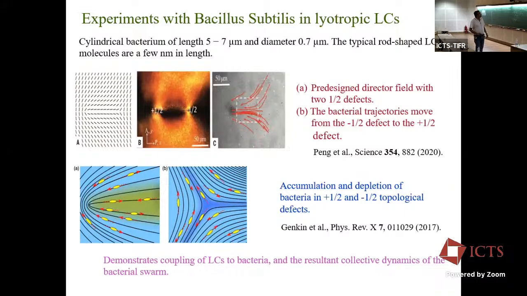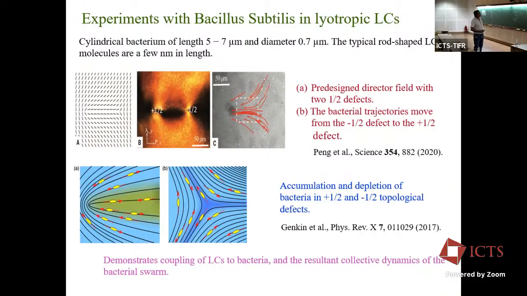So here's an experiment with this form of bacteria in liquid crystals. The bacteria are about micrometers in diameter, and the typical liquid crystal molecules are a few nanometers in length. What these experiments of Zhou, Peng and others did is they pre-tailored the liquid crystal, they printed liquid crystal circuits, so to say, on a substrate, and then asked what the active bacteria do. How do you print a liquid crystal on a substrate? Well, you could do it with boundary conditions. You could set the right boundary conditions and get a designated configuration.